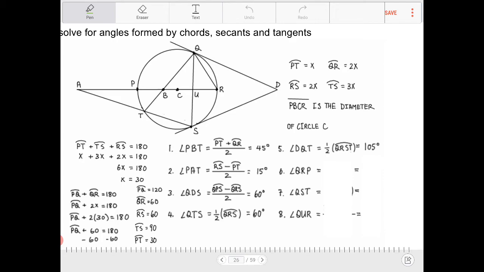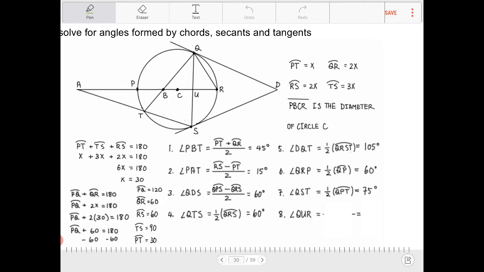I need to look for angle QRP, which is this guy right there. Again, that is an inscribed angle. So I need to look for half of QP, which is simply going to be 60 degrees. I have angle QST, which is this guy right here. This is yet again another inscribed angle. It's half of angle TPQ or QPT, which is going to be 75 degrees.